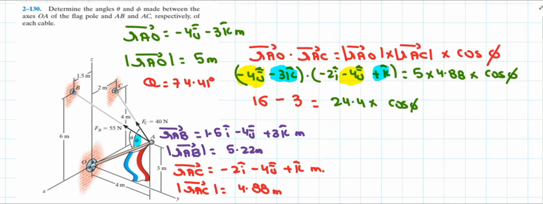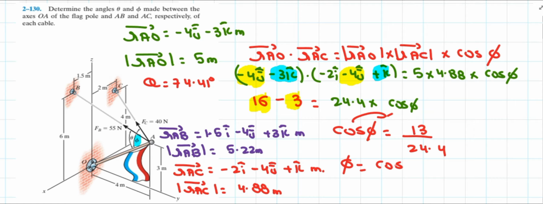Now if we subtract negative 3 from 16, it is equal to 13. So cos phi is equal to 13 upon 24.4. Now shift cos to the opposite side, so phi is equal to cos inverse of 13 upon 24.4, which is 57.80 degrees. Now your question has been solved and your concept is clear too.